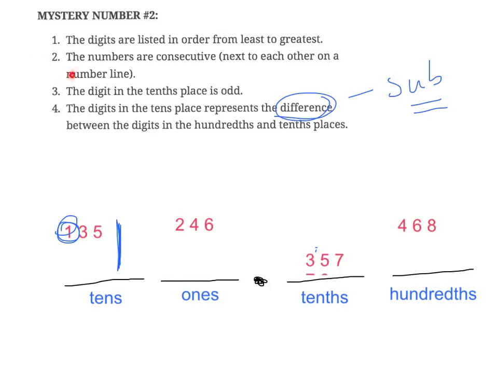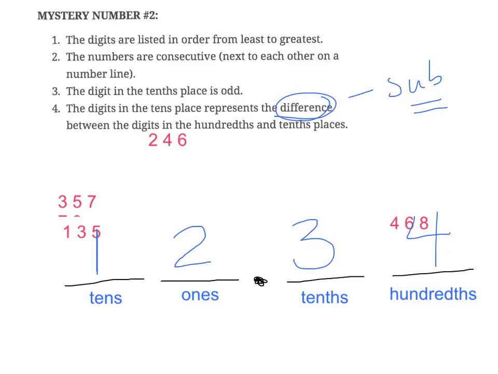And since all of the numbers are consecutive, which means they're next to each other, since I know this one is 1, the next number has to be consecutive, which is 2, and then 3, and then 4. So the number I was looking for was 1 in the tens, 2 in the ones, a 3 in the tenths, and a 4 in the hundredths. And this satisfies all of my conditions here.